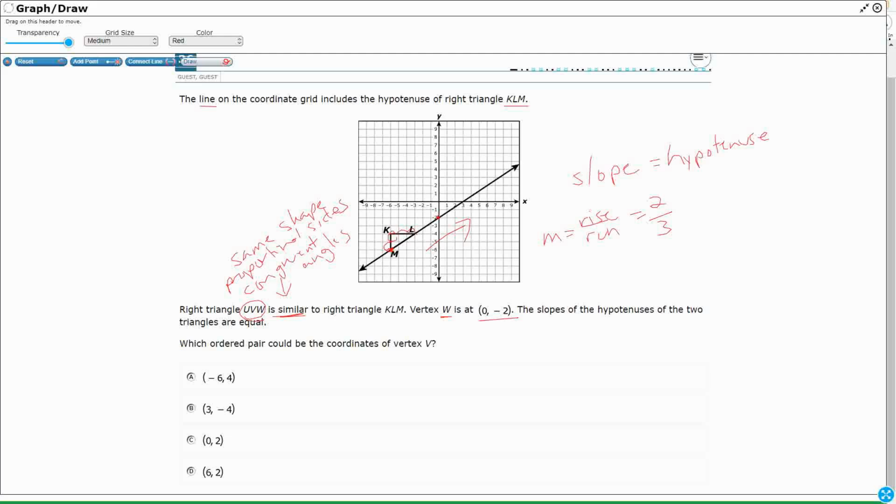Well, if I wanted to rise 2 and run 3, I can rise 2 up here and then run 3, so I could go up here. Right, so it could be this 3, 0. I could rise 2 and go 3 and be right here. It could be 6, 2. Could be a really big one. I could rise 2 and run 3 and go all the way over here to 9, 4.